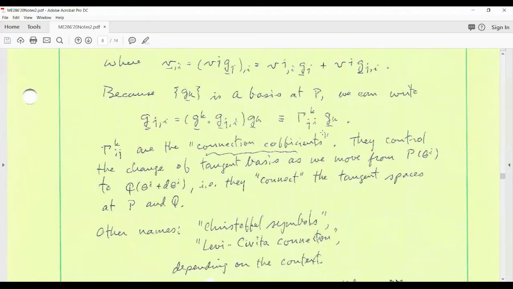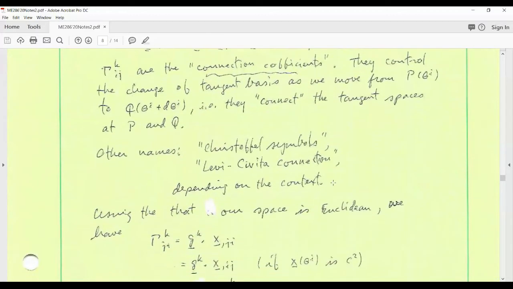points. For example, they tell us how the tangent basis changes as we move from a point P, say with coordinates theta^i, to an adjacent point Q with coordinates theta plus d theta, right? Because these derivatives would then give us the change in the basis elements at first order in the d thetas. So in effect, they tell us how to connect the two tangent spaces at P and Q, hence the name connection coefficients.